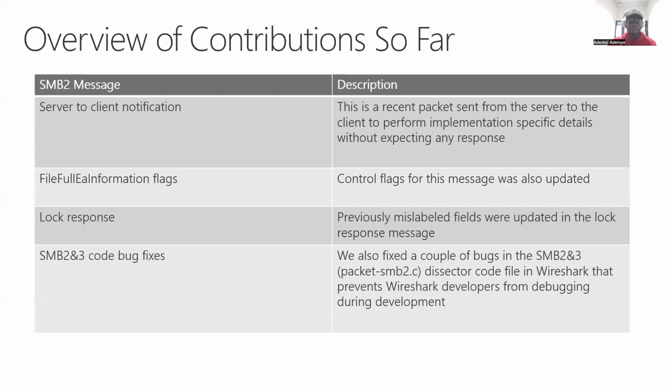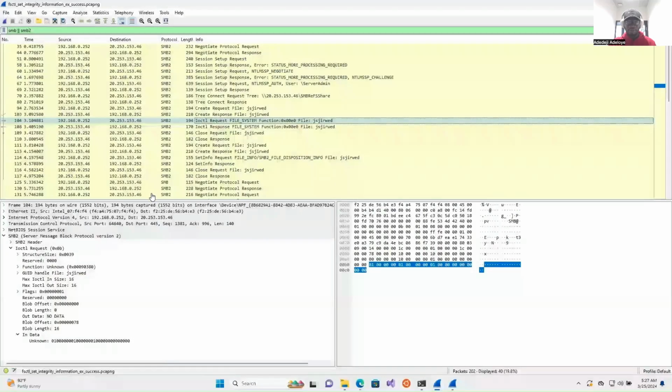Also, we've added server to client notification. This is a recent message that was added to the SMB protocol. It allows the server to send a notification to the client to perform an implementation specific detail, right, without expecting a response back from the client. Also, further contributions include file full EA information, lock response, and code bugs that we discovered while working in the SMB dissector code file. Okay, we'll move into the demo now.